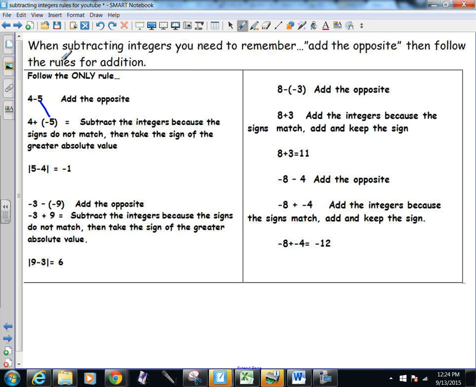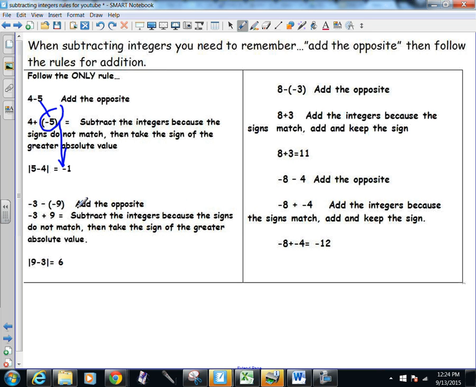I look at my things, do my signs match? No. Since they don't match, I subtract. 5 minus 4, that's 1. The 5 is negative. That has the greater absolute value, so my answer is negative. Okay, let's look at the next one.